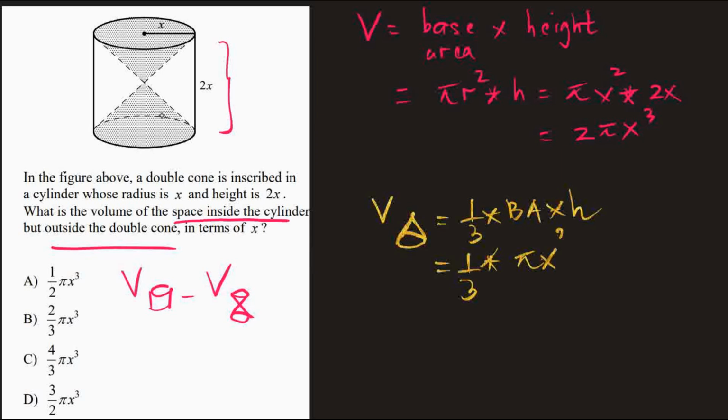Pi x squared times the height. Because there are 2 cones, we have to take this one height, which is half of 2x, which is x. So from here to here is x. Now we have pi over 3 x cubed, and times 2.